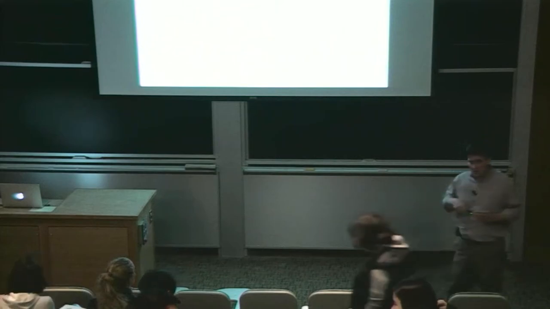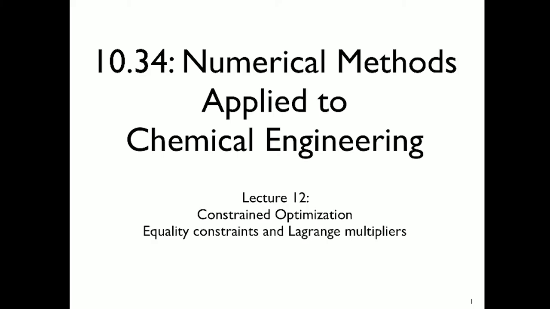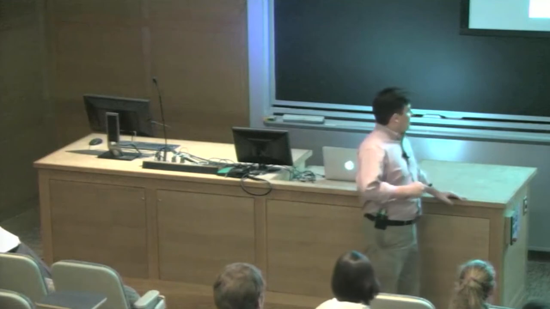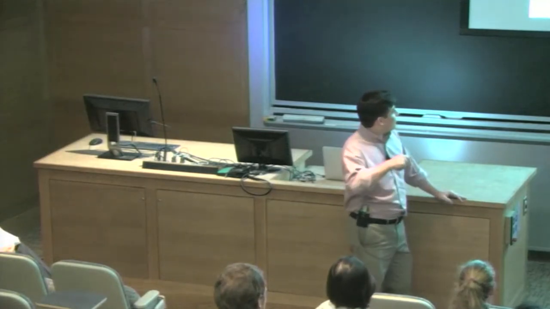This will be our last conversation about optimization. So we've discussed unconstrained optimization, and now we're going to discuss a slightly more complicated problem, but you're going to see it's truly not that much more complicated. Constrained optimization. These are the things we discussed before.